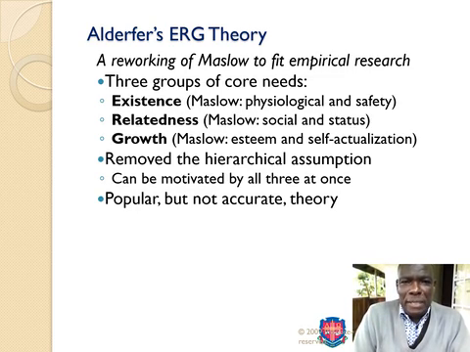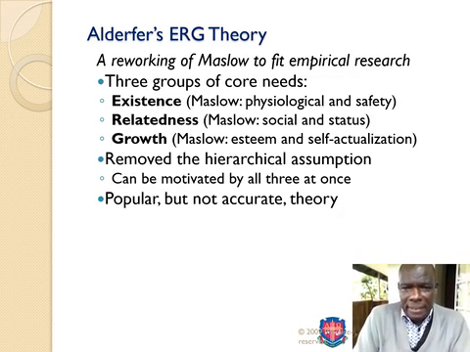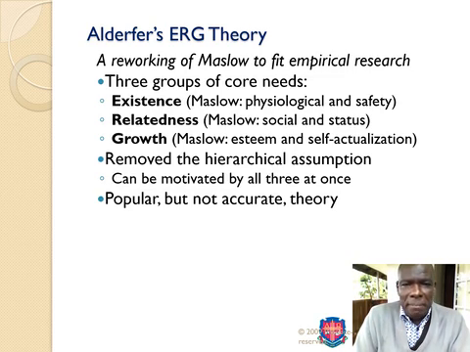After that, you need what we call relatedness. Under Maslow, this is called social and status needs. I need to be recognized as a member of society, member of the community, member of the family, member of the organization. I need social relations. I need friends. I need love. So that's relatedness. And the third set of needs, according to Alderfer, are growth needs. According to Maslow, these are the esteem and the self-actualization needs.